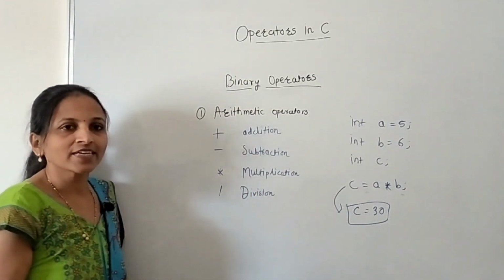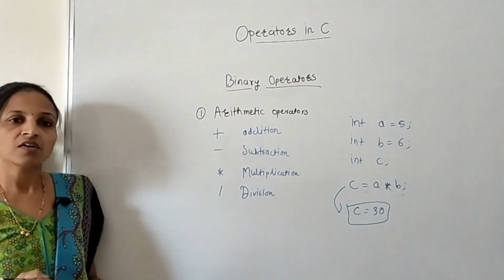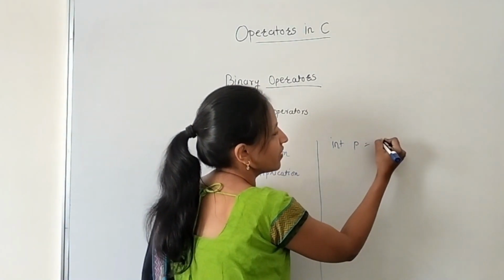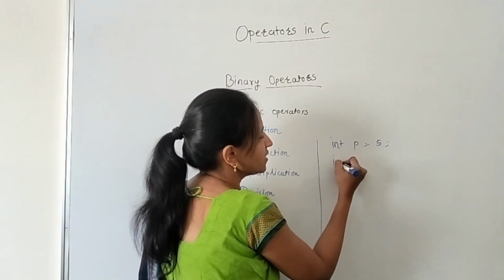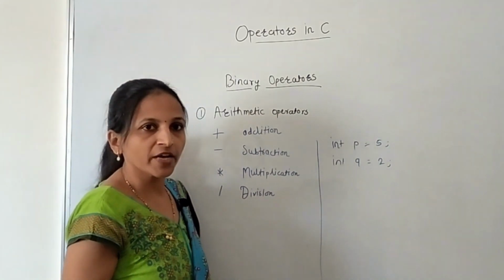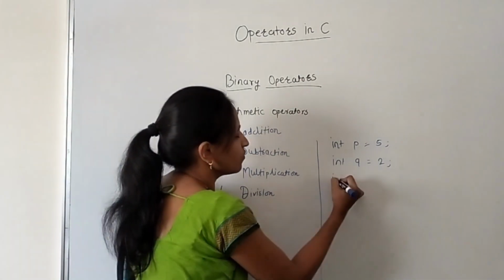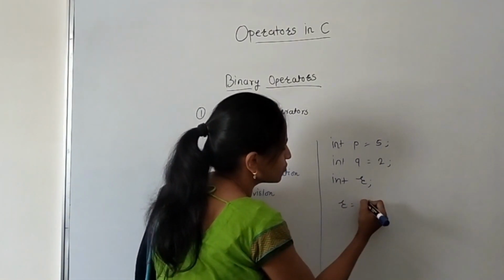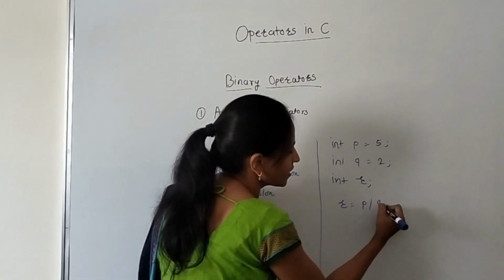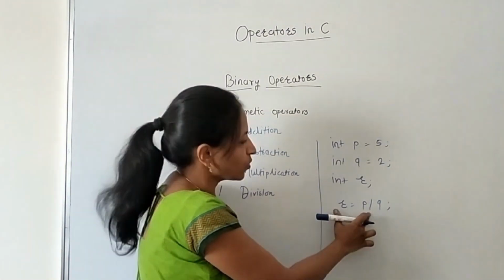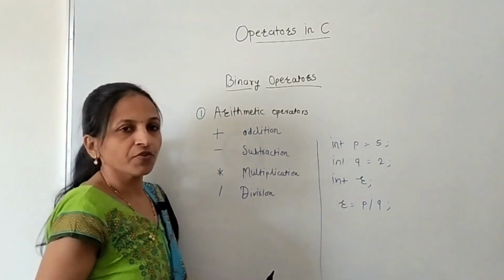This is used to get the quotient after division. Suppose there is one variable p having value 5, and suppose there is one more variable q having value 2. Suppose I have declared one more variable r, and in r I am storing p divided by q. In this way I can use this division operator.